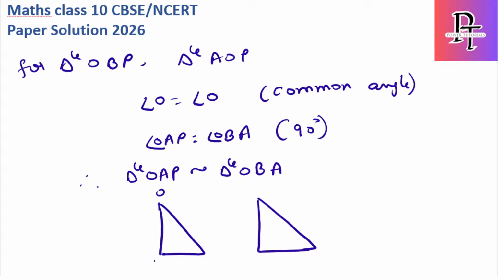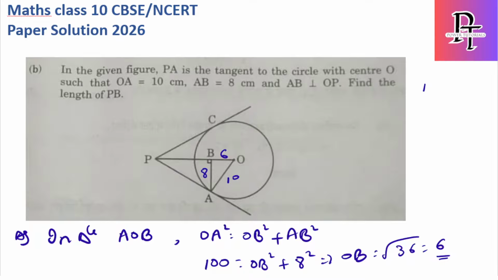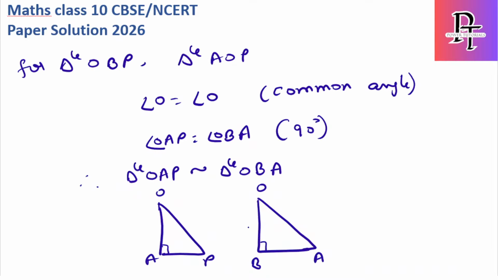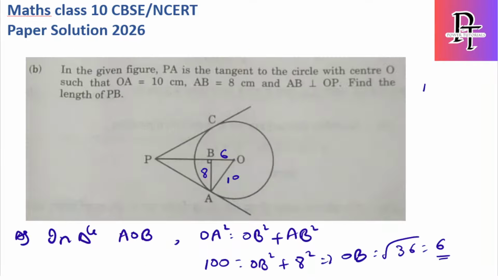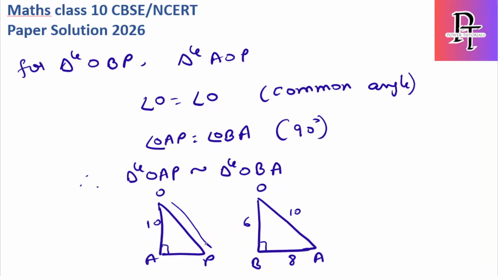So here I got triangle OAP is similar to triangle OBA. Here angle OAP is 90 degrees and here angle OBA is 90 degrees. So let's mark out what they provided: OB 6, AB 8, and OA, which we already know, is 10. We want this side, PB. PB we don't have, but OP I can find out. If I find OP, then I can simply subtract to get the PB value.